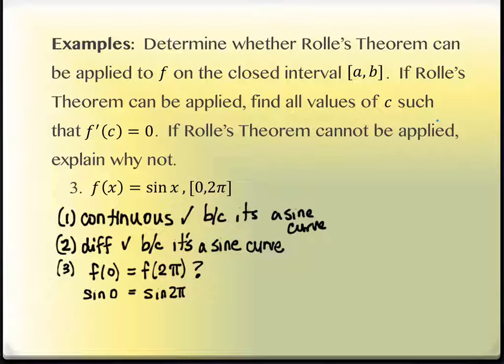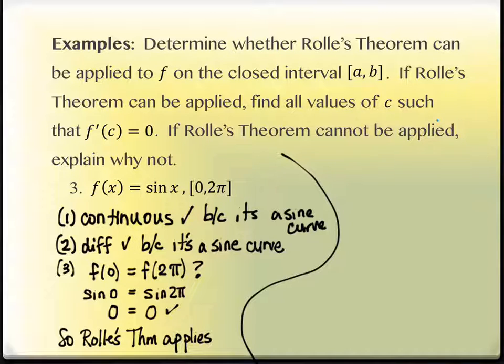What is sine of 0? It is 0. Cosine of 0 would be 1. And sine of 2 pi is 0. Yeah, so these check out, right? So since we have the 3 conditions, Rolle's theorem applies. Fantastic. So we've satisfied our hypothesis.